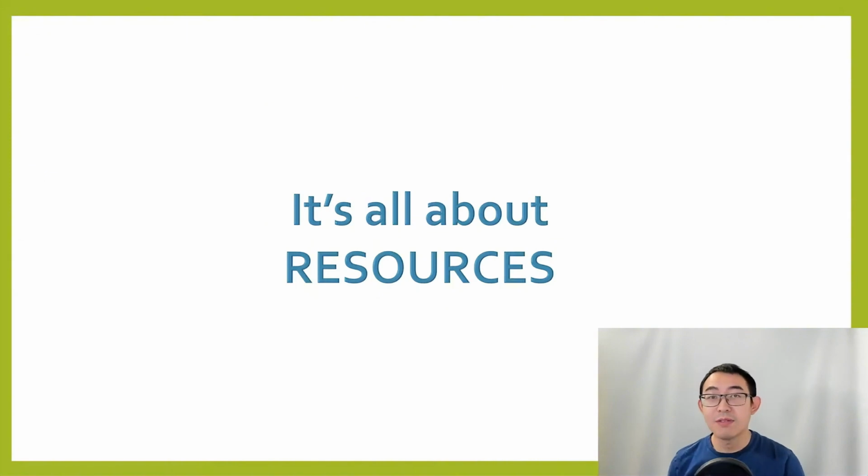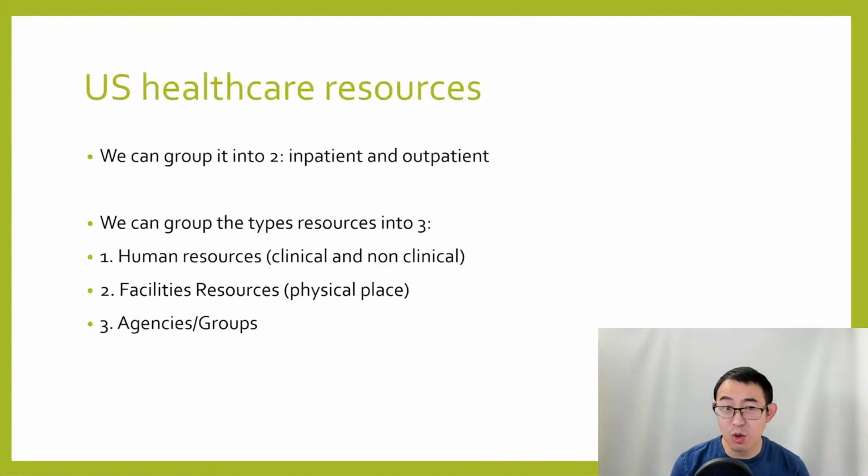What resources do you have in the U.S. that you can use and utilize to help patients? You can group the U.S. healthcare resources into two: inpatient and outpatient. Makes sense, right? And we can group the types of resources into three types. The human resources, so that's going to be the humans, right? The facilities resources, which would be a physical place. And the third one is the agencies or groups.